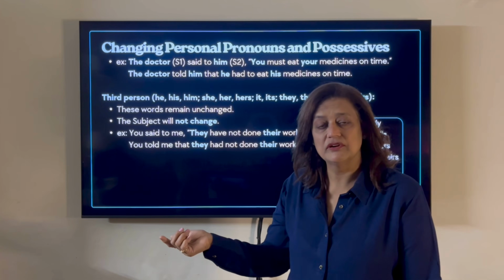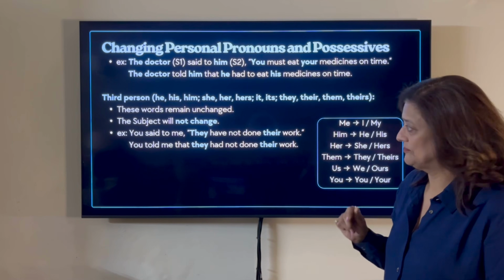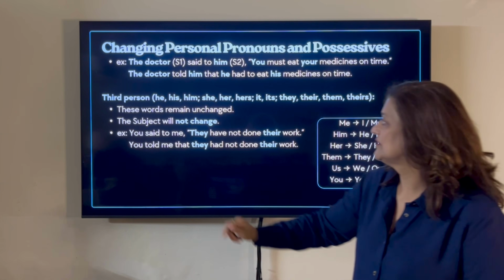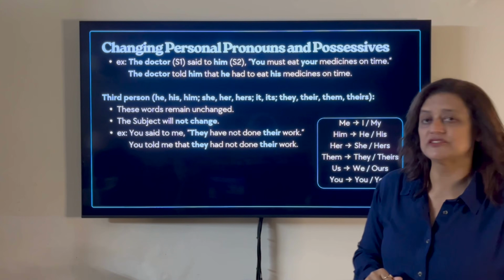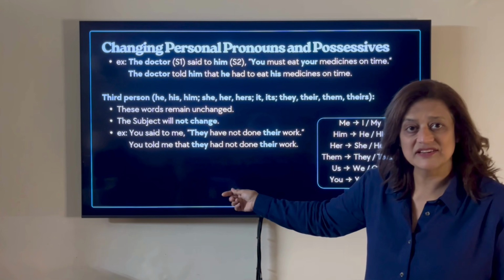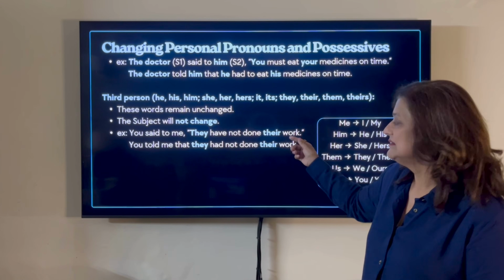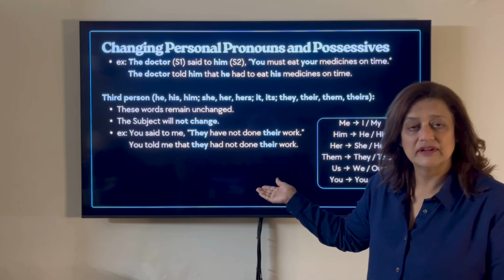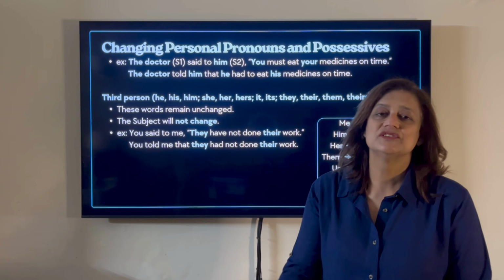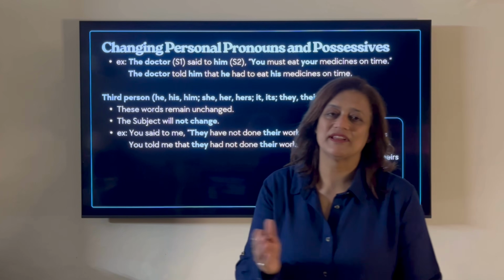Coming down to the third rule of pronouns, that is how to change third person pronouns, which are he, she, it, they. They remain the same when you change the sentence from direct to indirect. You said to me, "They have not done their work." Now, you said to again will change to told, me, that. They remains the same. Have not will change to had not done their work. So the third person pronoun remains the same. So the easy way to remember is first person pronouns change according to first subject, second person pronoun change according to second subject.